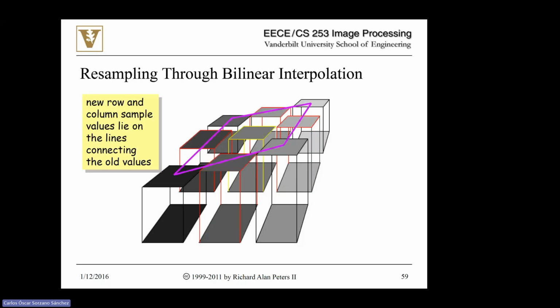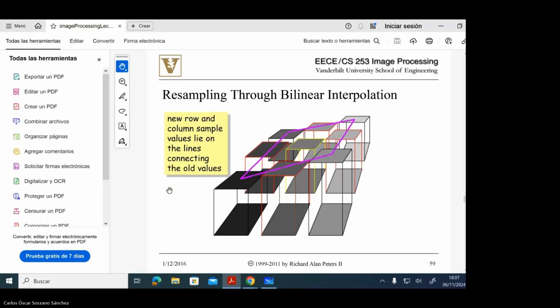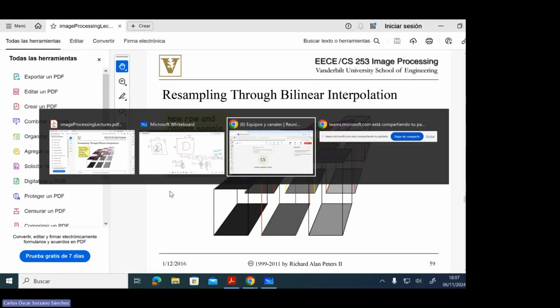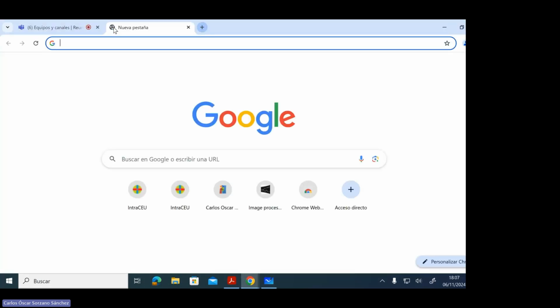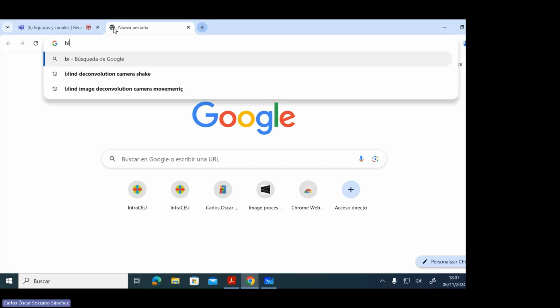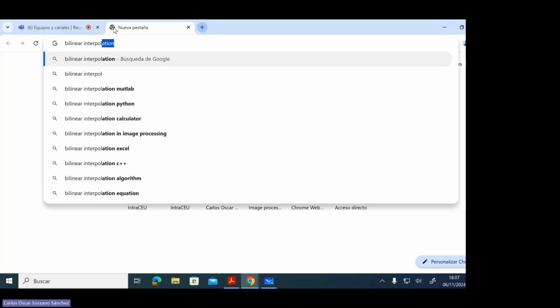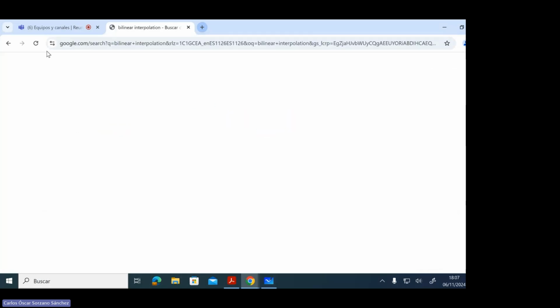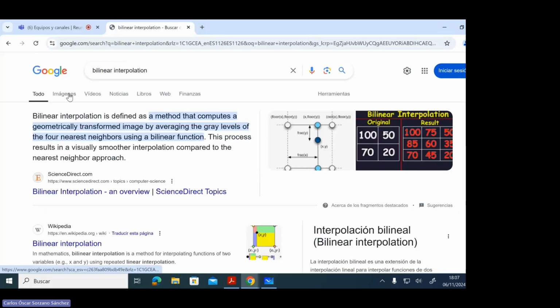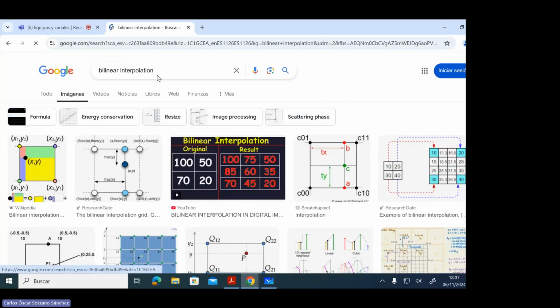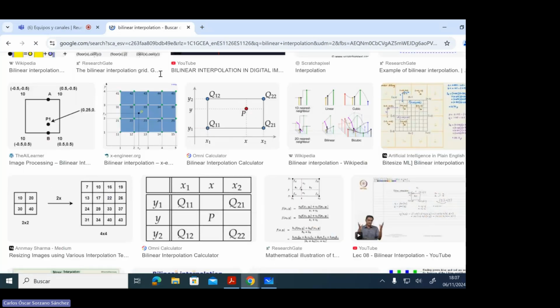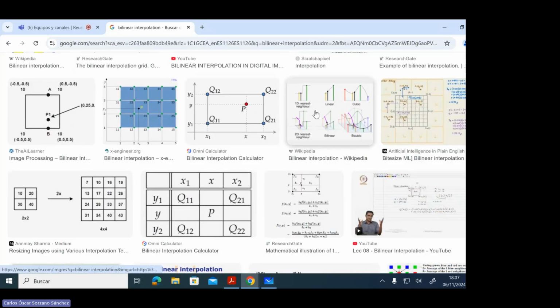That is a nice picture on the web. I think it is in Wikipedia, they have a nice picture. Yeah, this is the one I'm looking for.